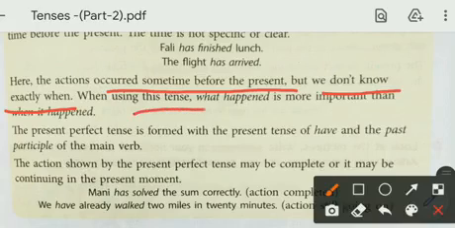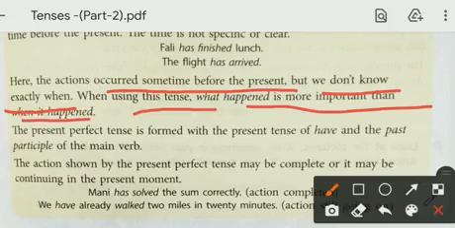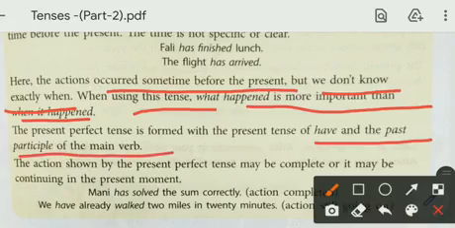When using this tense, what happened is more important than when it happened. तो जब भी हम प्रेजेंट परफेक्ट की बात कर रहे होते हैं तो ज़्यादा इम्पॉर्टेंट होता है कि what happened, कि क्या हुआ है, rather than when it happened. The present perfect tense is formed with the present tense of have and the past participle of the main verb. Okay, means we use has and have and verb की third form.